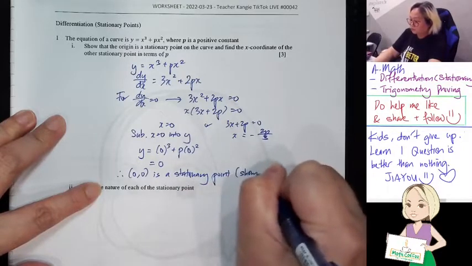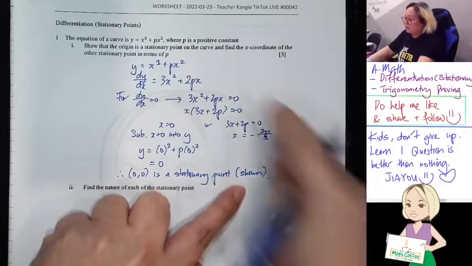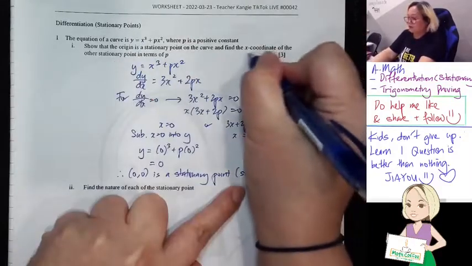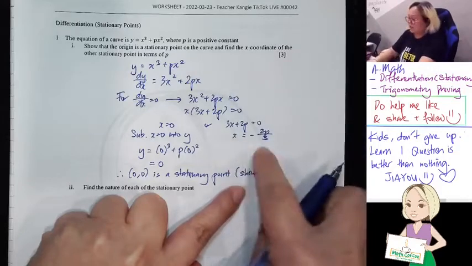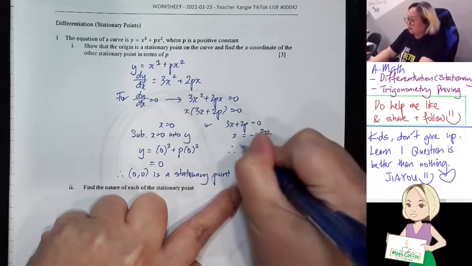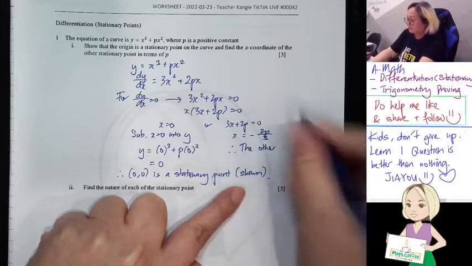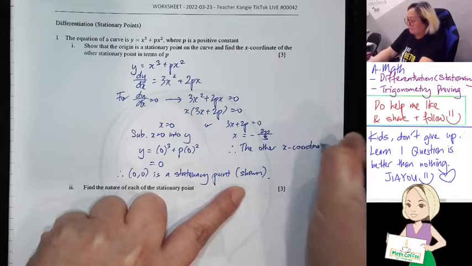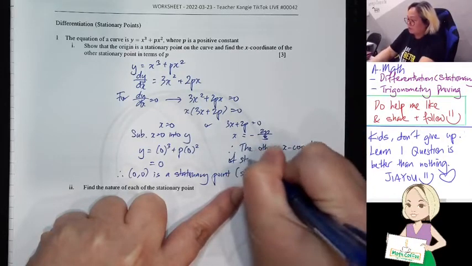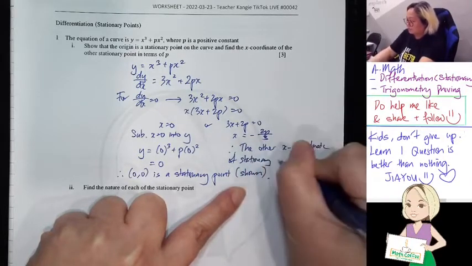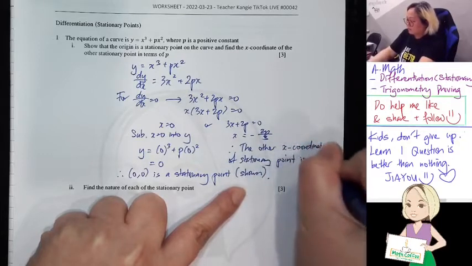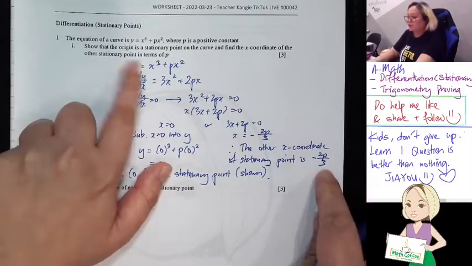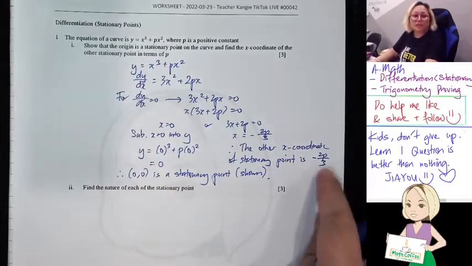So, shown. Okay. Then they also ask to find the x coordinate of the other stationary point, and they only ask for the x coordinate. In fact, we already have it here. So you will say therefore the other x coordinate of stationary point is this one, minus 2p over 3. And don't worry because they mention in terms of p. So this is the answer for the second part.